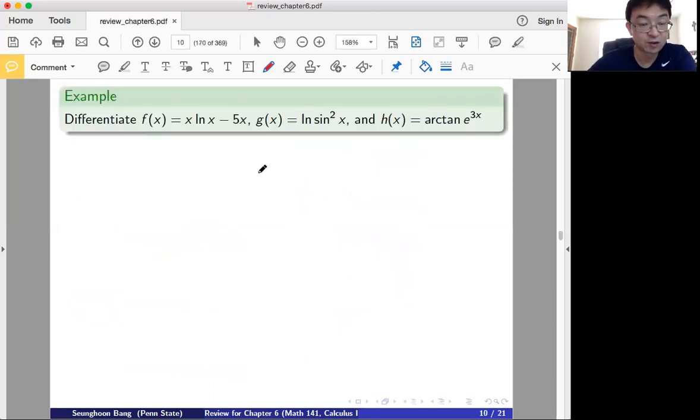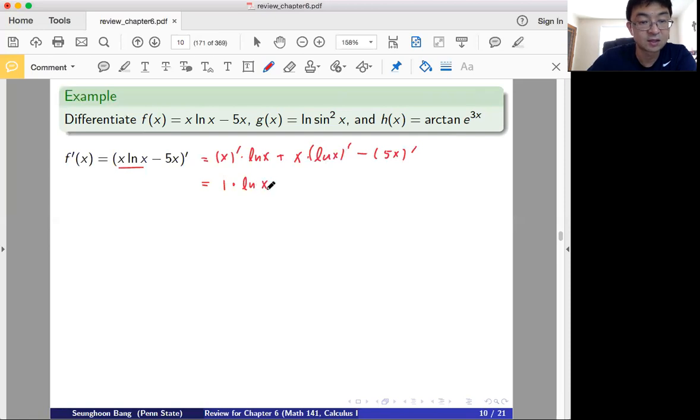So next, we try to solve this problem. The first one, you have to use product rule. So what's the product rule? First one prime times second one, plus first one times second one prime, minus 5x prime. You can use all rules. x prime is 1 times ln of x, plus x times ln of x prime is 1 over x, minus. What is a 5x prime?